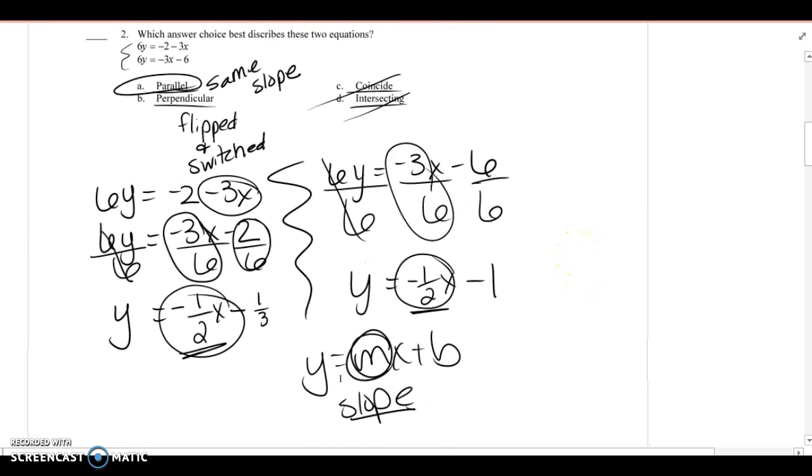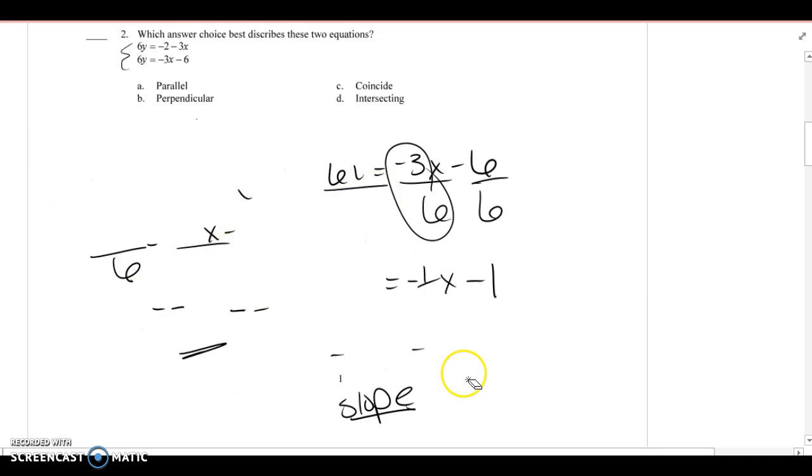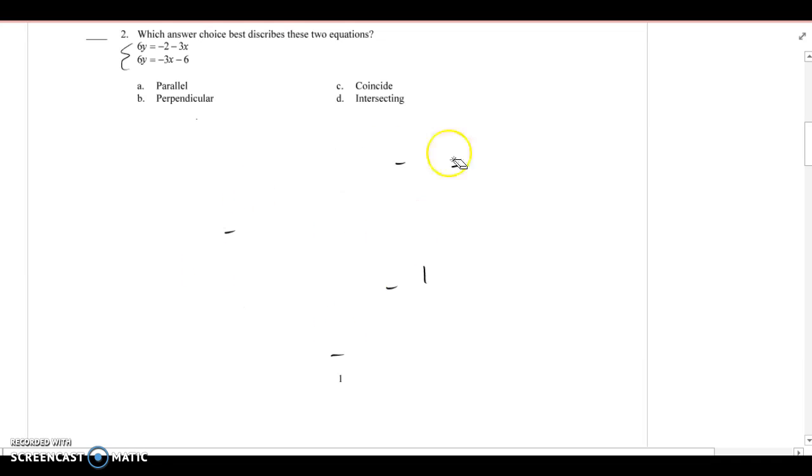So if you'd like, there's the notes. Take a minute and review. Pause the video if you need to. Write it down. If you'd like to work it out, I'm going to go ahead and erase this so you can pause the video and work it out.